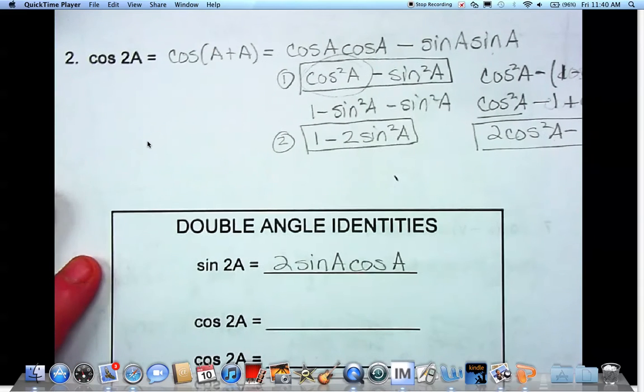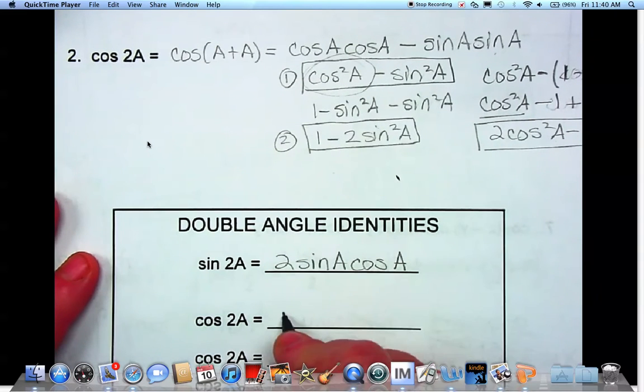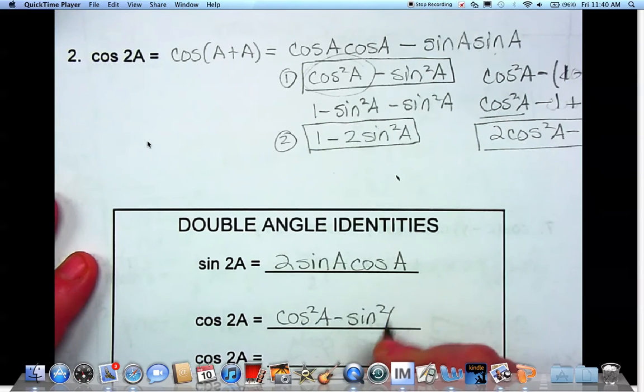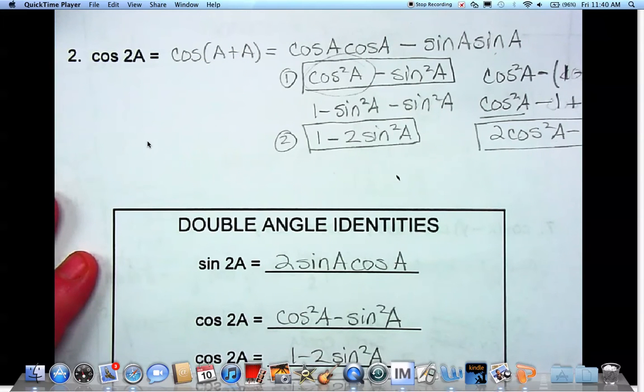Then cosine 2a. Let's write down: cosine squared a minus sine squared a. 1 minus 2 sine squared a. And 2 cosine squared a minus 1.